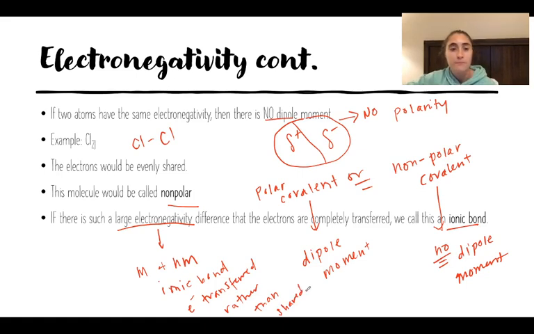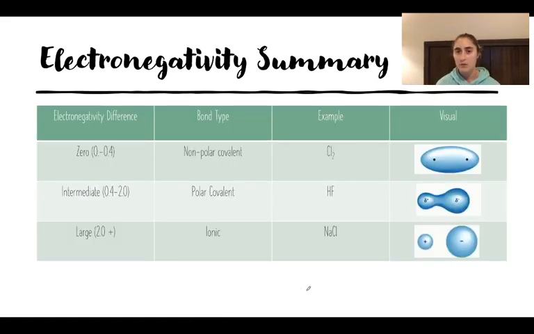Okay, so here's kind of like a little summary table. So here are the three bond types we just discussed. There's nonpolar covalent, polar covalent, and ionic. Now, notice this is sort of the big thing here, this electronegativity difference. So with this, you're going to calculate what the difference is, and then you'll be able to tell what type of bond you're looking at.